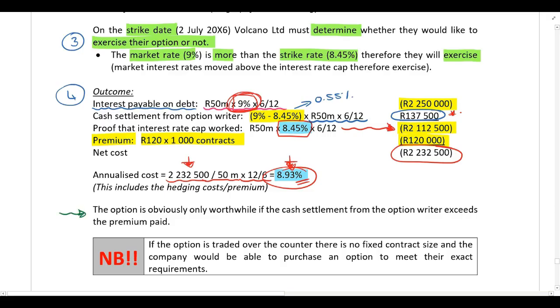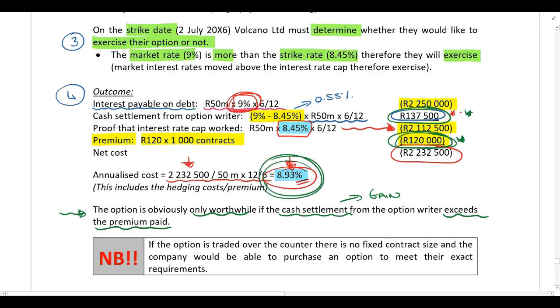Now, please note, this option is only going to be worthwhile if the cash settlement or the gain is more than the premium paid. So in our example here, the gain is higher than the premium that is paid on the option contract. So because the gain is more than the premium, the company is better off as a result of the contract. However, if the gain is less than the premium, then the company will be worse off as a result of the options contract. So please be aware of that.